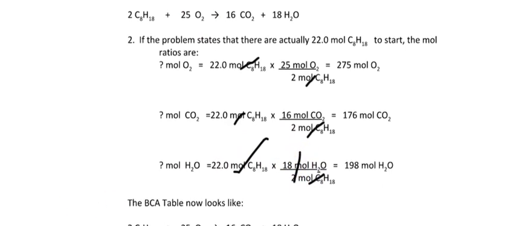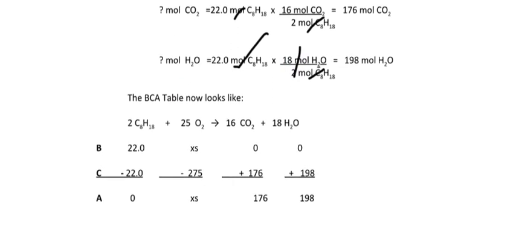Okay, so what's going to happen here? This is what your BCA table will look like. What do I have first? 22. Remember what I did with factor labeling? So bring it down, what you have. So 22 divided by 2, why? Because it's in the denominator to cancel them out, times by what you want, 25 times 16, or times by 18. And that's where these numbers come from.